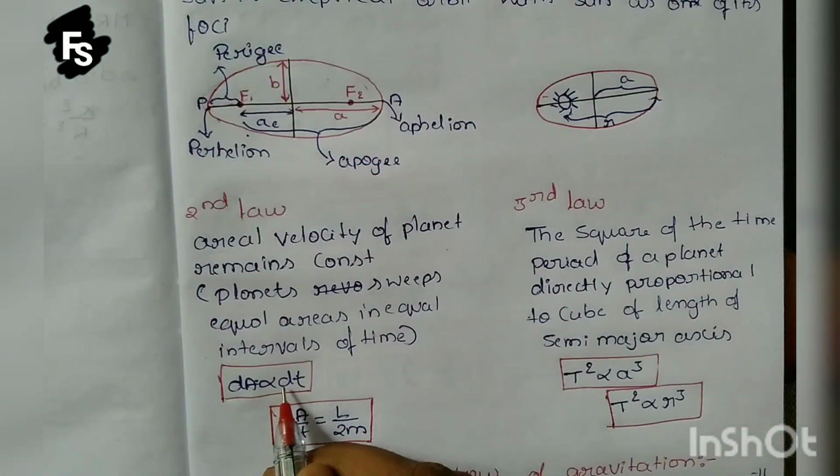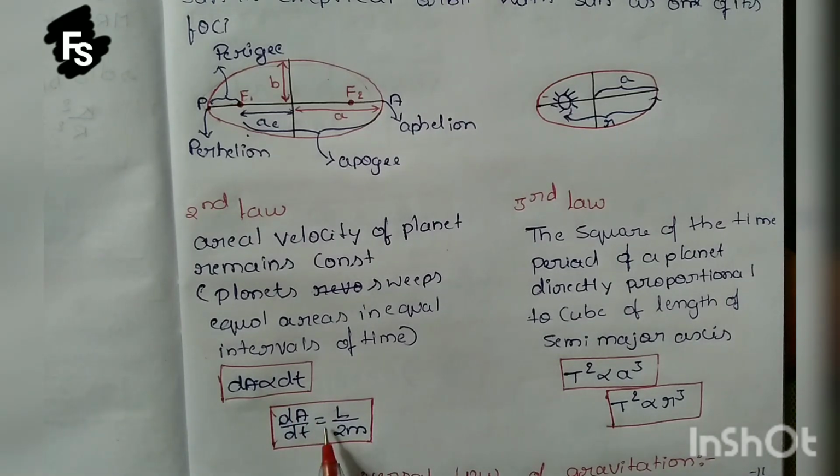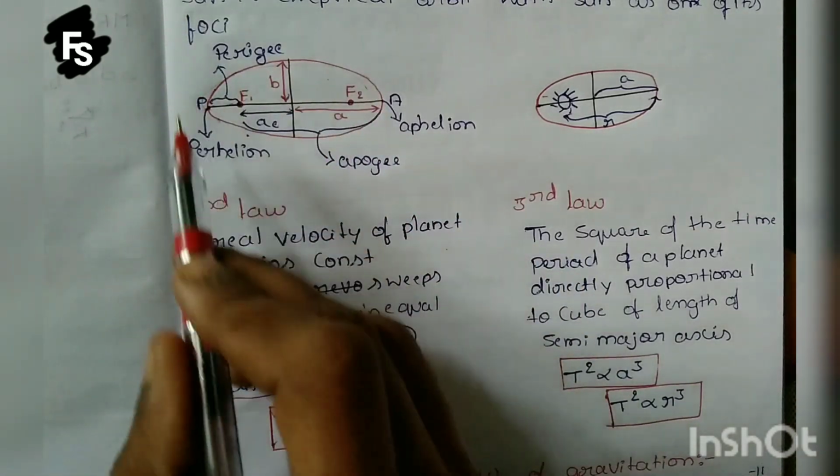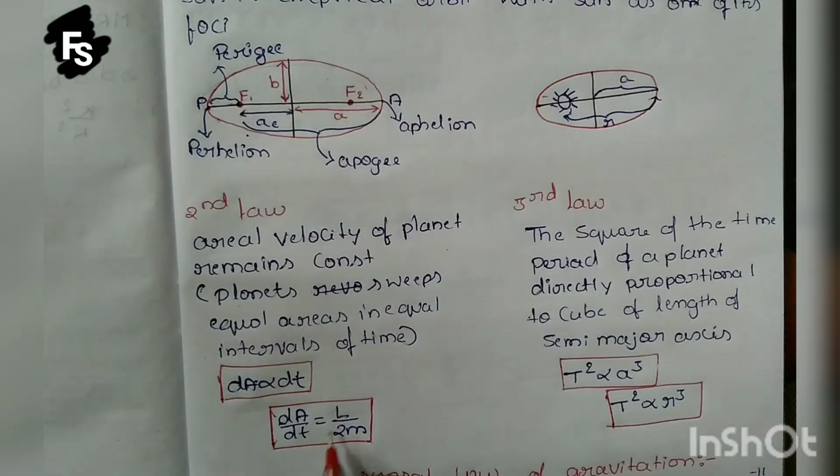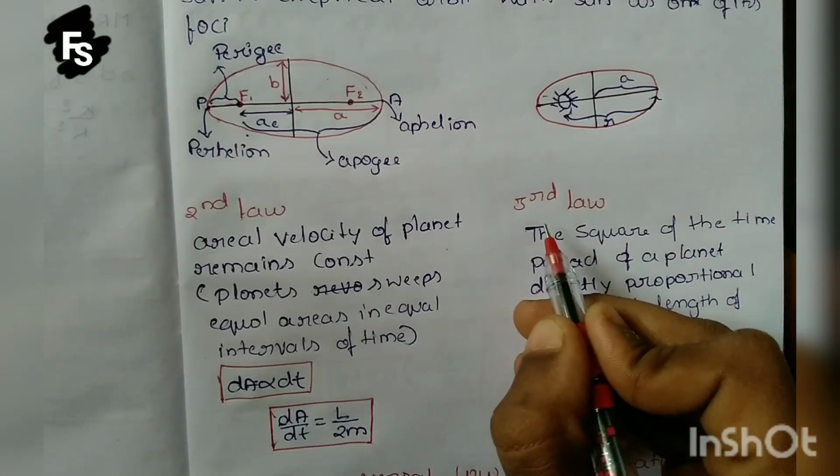dA is directly proportional to dt. So dA by dt is equal to L by 2m. L means angular momentum. So the angular momentum of the Earth revolving around the sun is constant. So dA by dt is equal to L by 2m, and L by 2m is a constant. Next come to the third law.